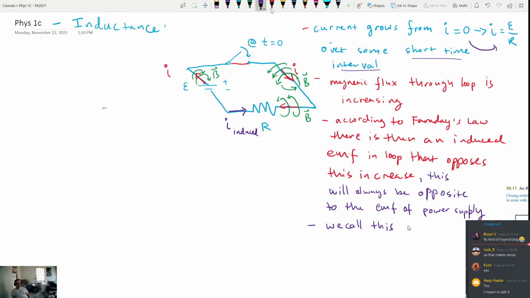There's two names for it. We either call this back EMF, which I like this word, or self-induced EMF, because it's being induced within the circuit itself, right? So this circuit is inducing an EMF within itself that makes it so that the current can't grow instantly from 0 up to its maximum value. We call this back EMF or self-induced EMF. And we call the process self-induction, you might say.